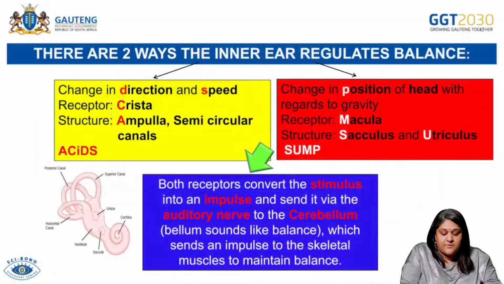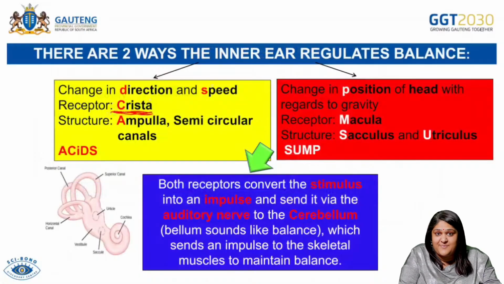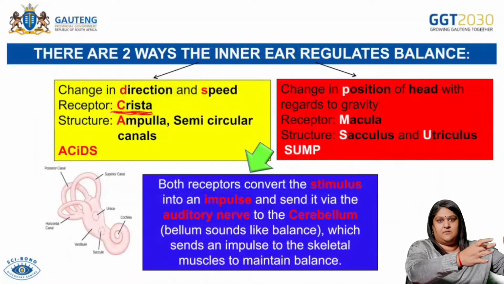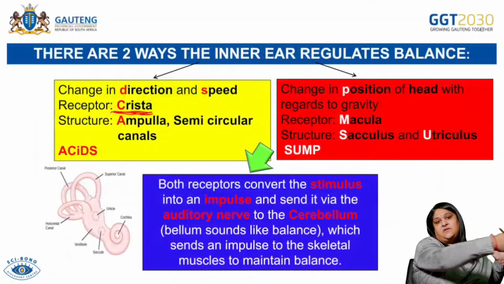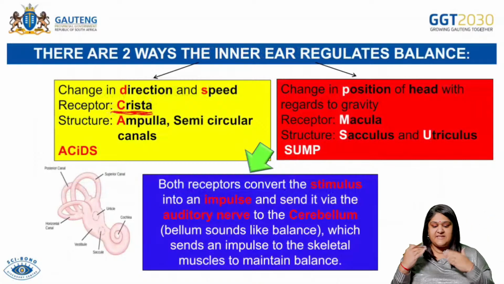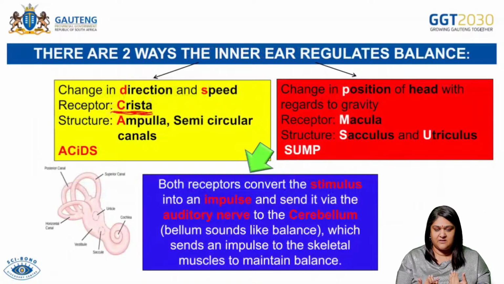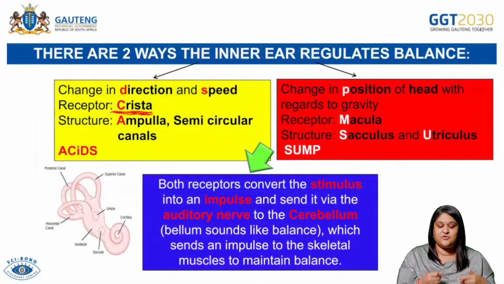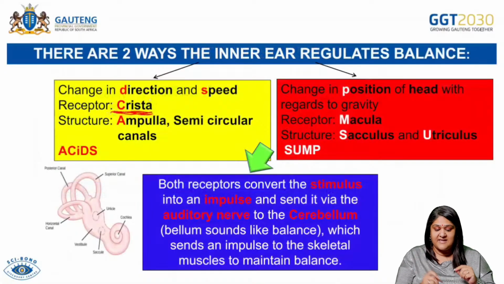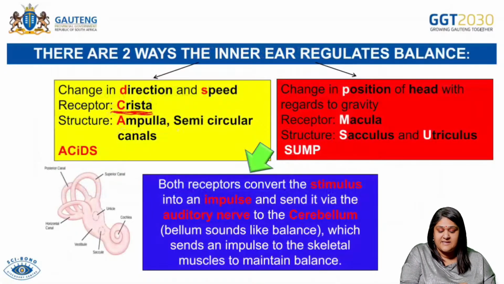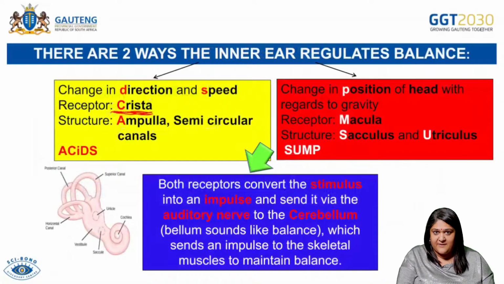So when the crista is stimulated, it's because we have a change in the direction and the speed. So you are running. Okay, you are running and then you turn the corner or you turn around. That is changing in the direction and speed. Okay, and that receptor is going to be the crista. And the crista is found in the semicircular canals by the ampulla.